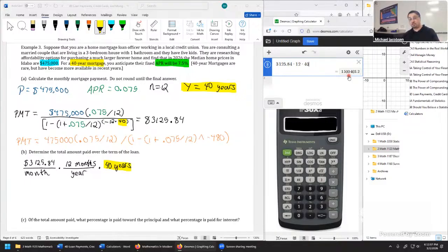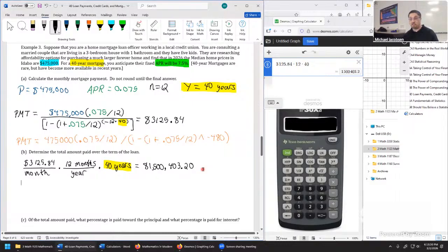The $403.20 are important, but it seems kind of small, right, compared to that total amount. So putting that down on paper, they are paying $1,500,403.20. Once they get to that last payment, that's how much they've given to the bank.